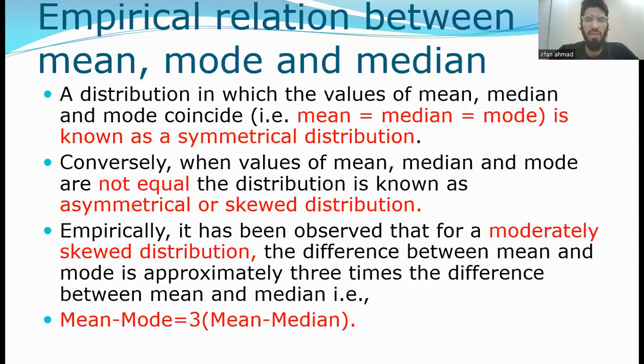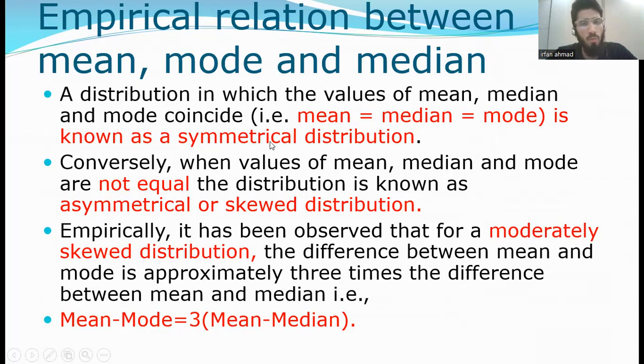Now the empirical relationship between mean, mode, and median. This is also an important slide. For a symmetrical distribution, if the data is symmetrically distributed, there is no outlier and no skewness. For that type of data, the mean will be equal to the median, which will be equal to the mode. So all of them will be equal. But for skewed or asymmetrical data, these three terms will not be equal. The central tendency measures for mean, mode, and median will be different.